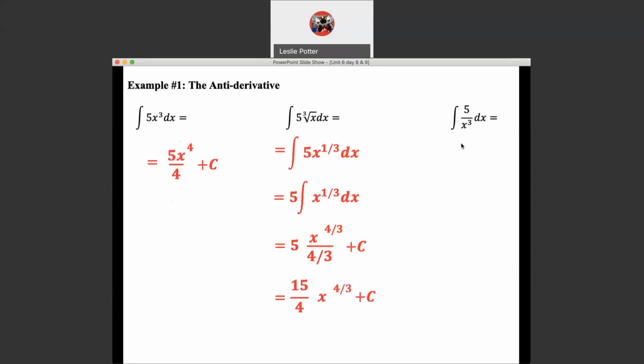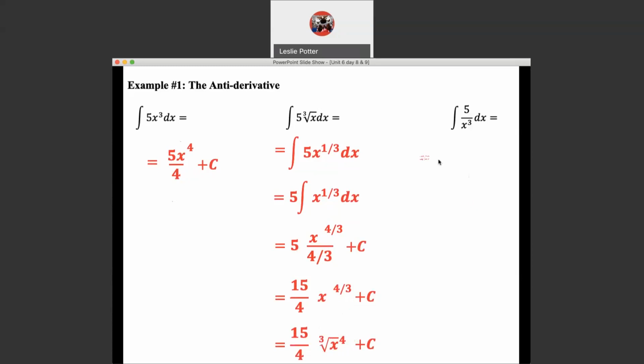Let's take a look at this last example here. We've got an x cubed in the denominator, so we're going to rewrite that. Oh yeah, before we look at that, I want to just kind of highlight this. X to the 4/3 power is the same as saying the cube root of x to the 4th power. So just recognize this as an equivalent expression. It comes in handy for multiple choice questions.